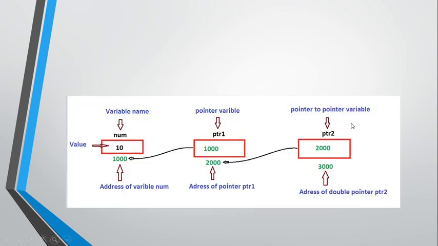So we'll take an example. This is a pointer to pointer variable. ptr2 is a pointer to pointer. A pointer to pointer contains the address of another pointer, and this is a normal pointer that is pointing to a normal variable. Look at this example. num is a normal variable having value 10 and its address location is 1000. Another pointer, ptr1, is a pointer variable with address location 2000 and storing the address of num. And this ptr2 is not storing the address of a normal variable, it is storing the address of a pointer variable. So ptr2 is a pointer to pointer variable.